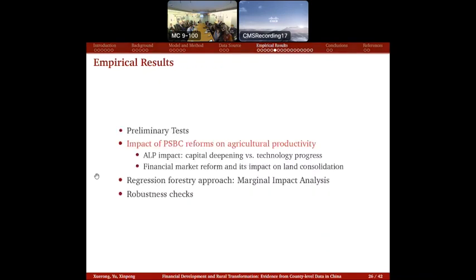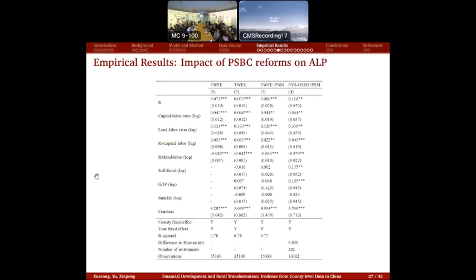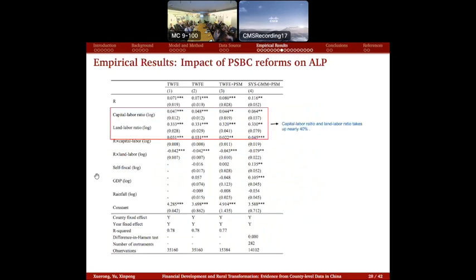And then for the impacts, the baseline results are shown here, and I'm going to talk about this in 3 sentences. The first one is that looking at capital elasticity and land elasticity, when we add them together, it takes up nearly 40% of the contribution to the ALP. Based on constant returns to scale, that means labor can contribute nearly 60% of the ALP. That is more consistent with China's real situation, because China's agricultural production is a labor intensive model.